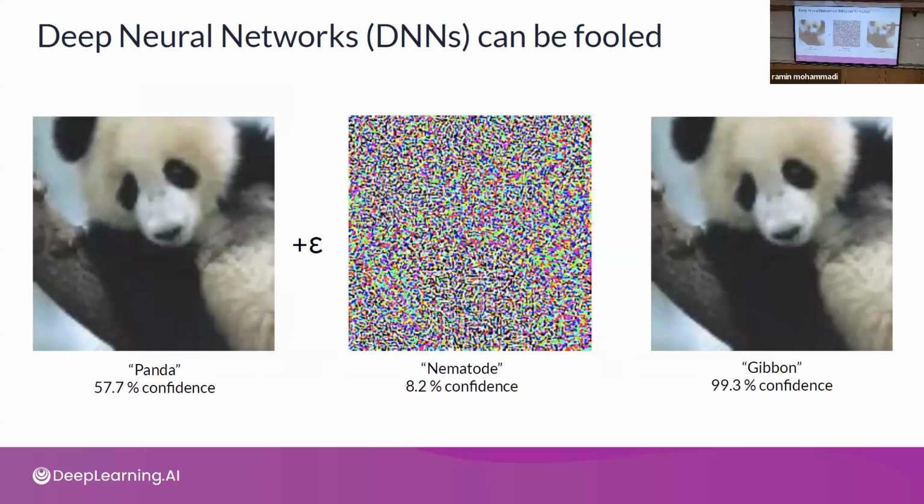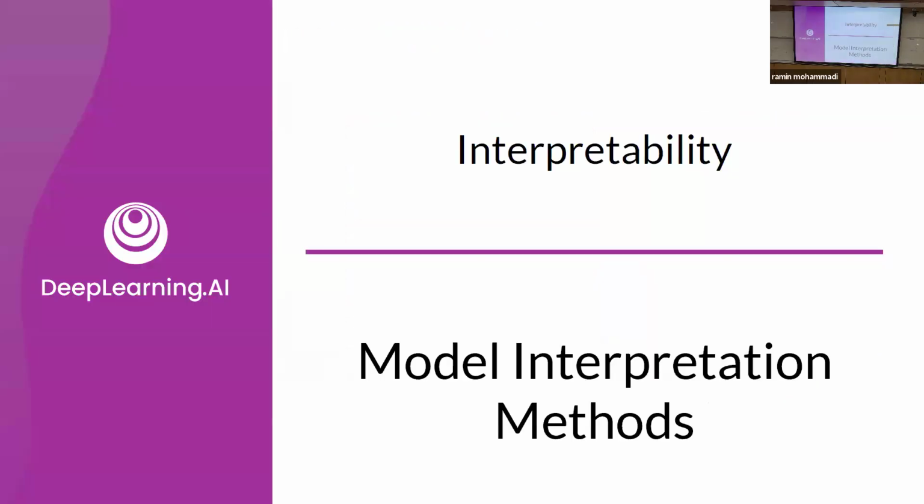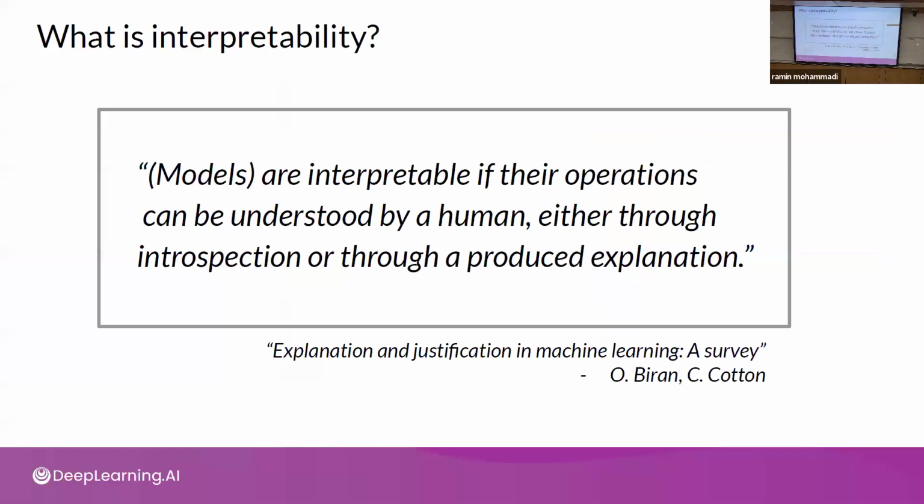And this is another example. All these papers are out there. That's a panda. If you add this noise, now this is a gibbon. And the model is pretty confident. On its own, on the panda, it wasn't confident, but now it's like 100%. It's like, I'm sure of it. So now the next thing is we're going to talk about model interpretation.